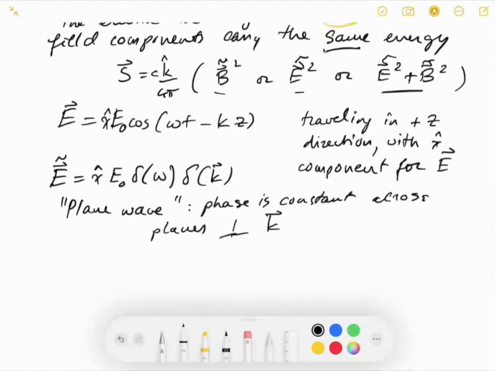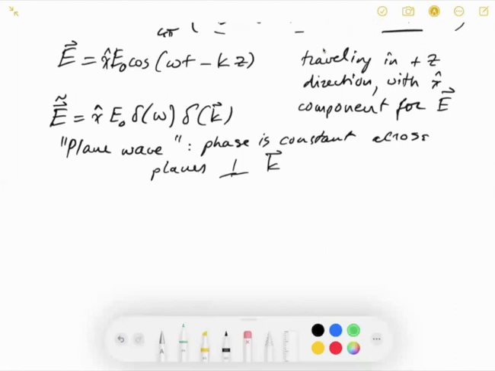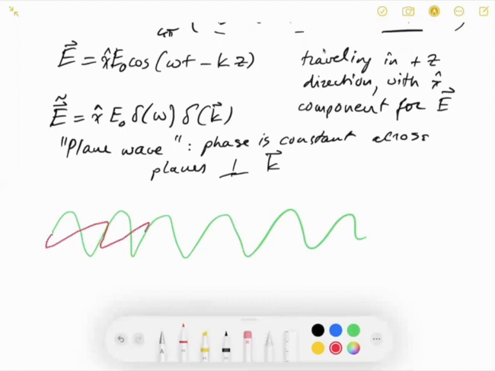So in that case, the E field at a certain snapshot in time does something like this, and then the B field, hang on a second, does something like this. And then that means that the wave is traveling in this direction. So that's E, and this is B.